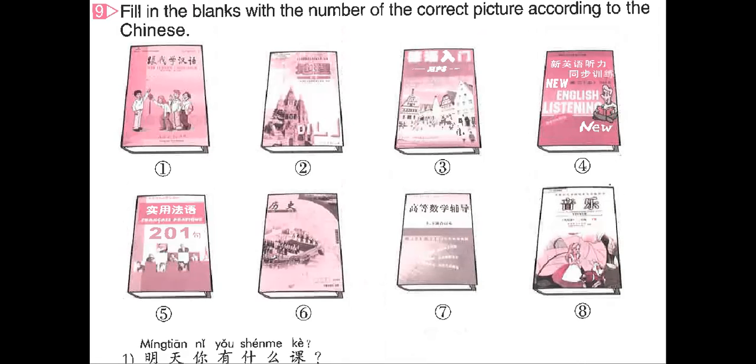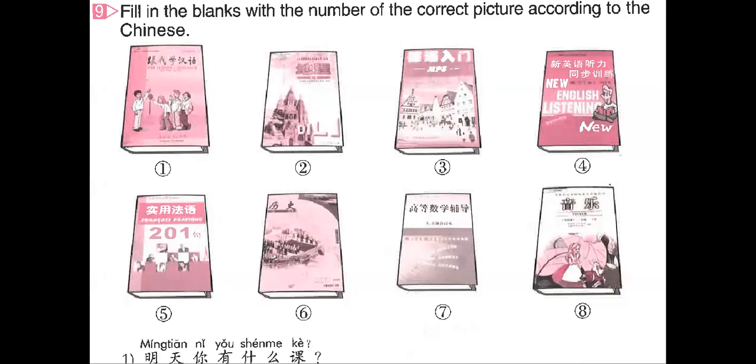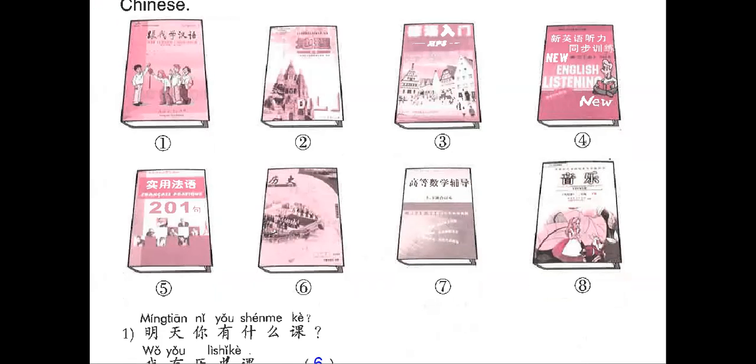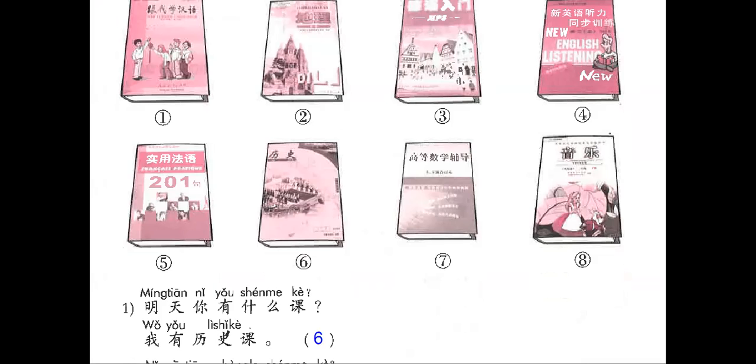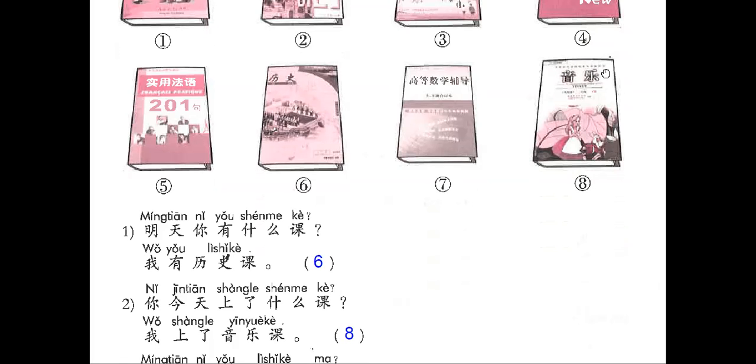So I'm going to do these sentences now. So we're going to do the first one. 明天你有什么课？我有历史课. So if you realize here we have these characters, 历史, so number 6, okay? Number 2. 你今天上了什么课？我上了音乐课. Again, here we have the characters for 音乐, so we have to pay attention to this on the front of each book, okay?